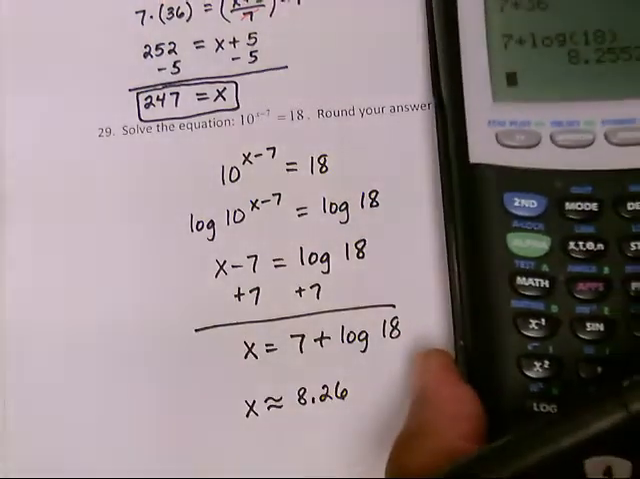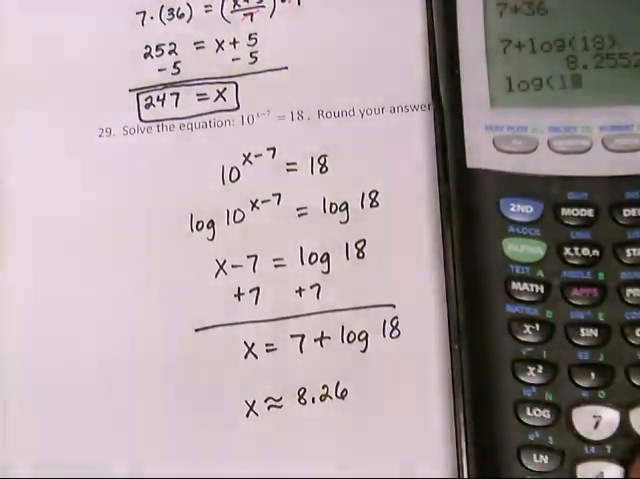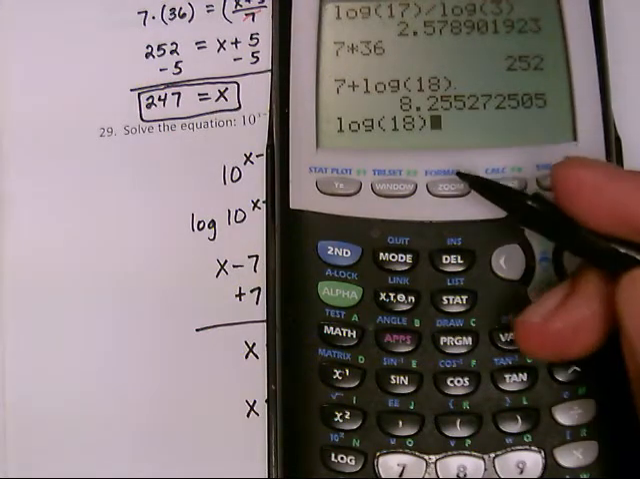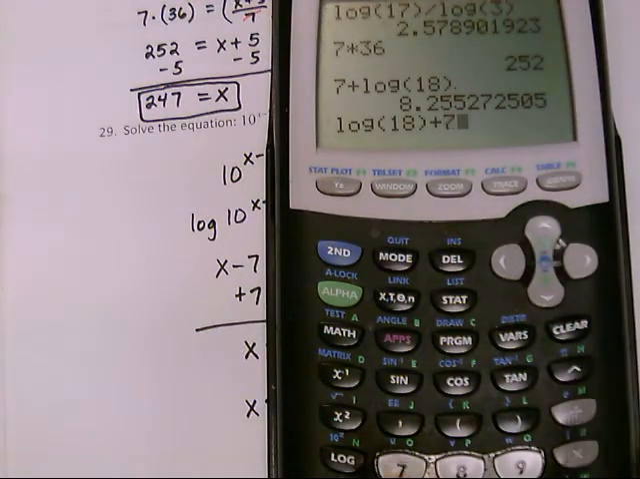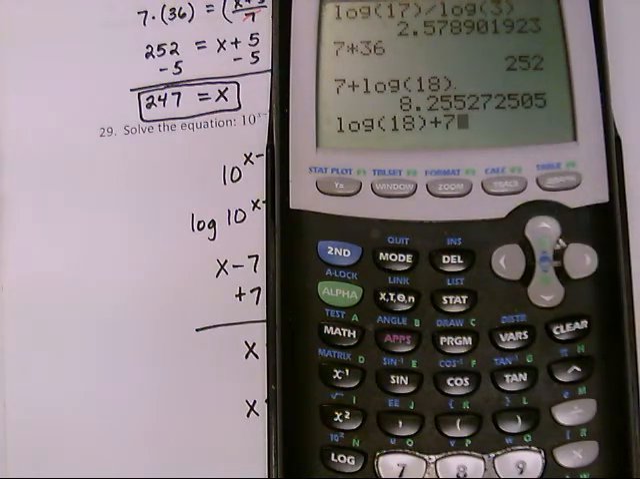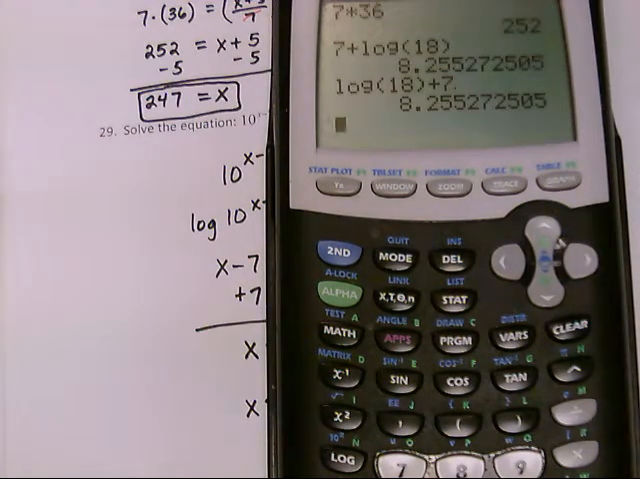Now, you could do this, log of 18, if you wanted to, but make sure you close the parentheses because you only want the log of 18, and then plus 7. Okay? Because if you press log and then 18 plus 7 and not put a parentheses around the 18, you're going to get a wrong answer.